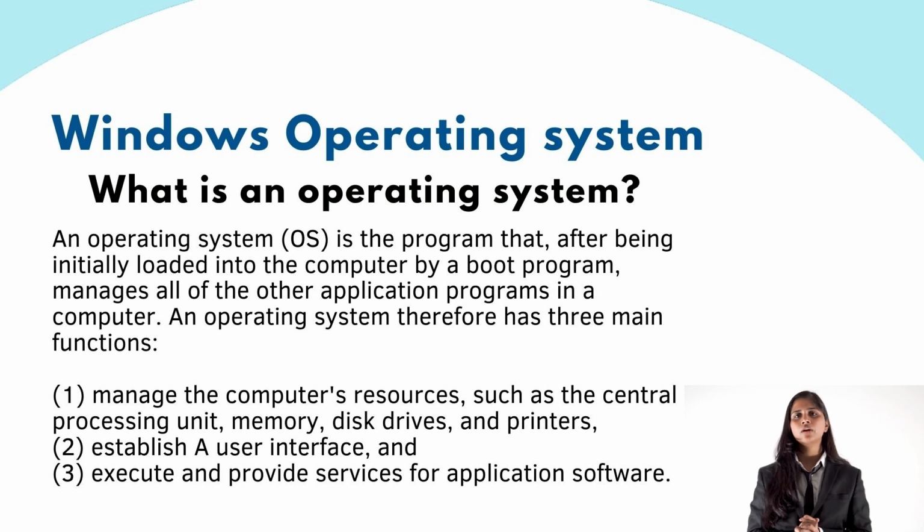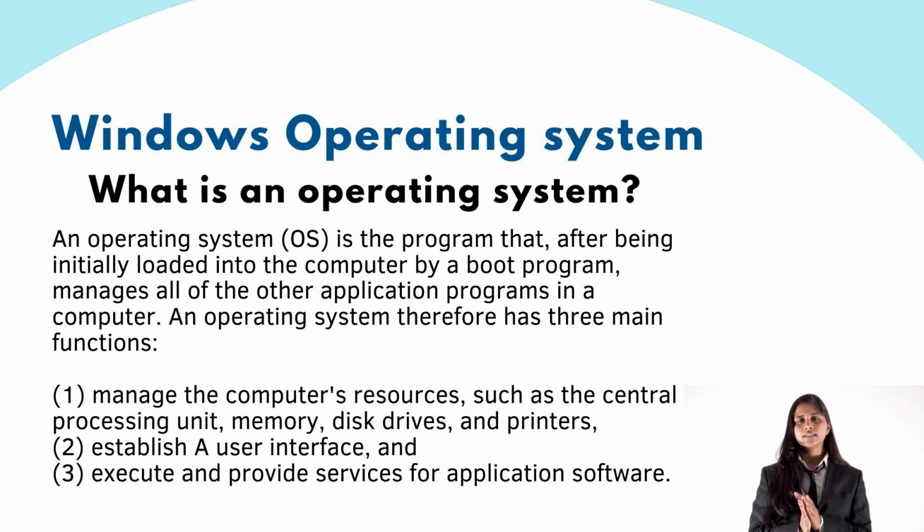First of all, we will learn what an operating system is. Basically, an operating system is the program that, after being initially loaded into a computer by a boot program, manages all of the other application programs of a computer. Whatever applications are present in a computer, they are all controlled by an operating system. Now we will see the main functions of the operating system. It manages the computer resources such as the central processing unit, that is the CPU, memory, disk drives and printers. Secondly, it establishes a user interface. And lastly, it executes and provides services for application software too.